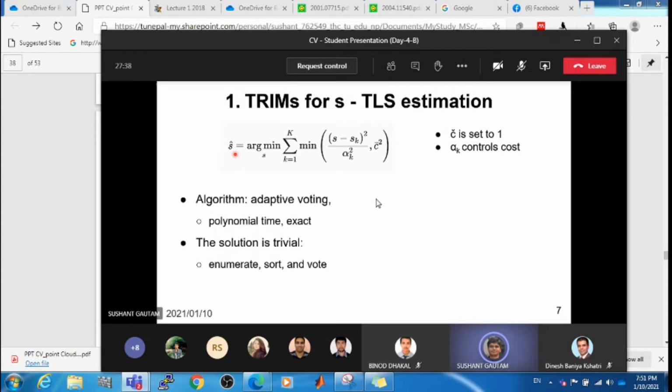We all know that. For simplicity, we have numbered the invariant measurements from 1 to K and adopted the notation S_k instead of S_ij in the previous slide. Here, K is the number of pairs of corresponding points whose scale is being considered. C is set to 1 by the authors. See the minimum part inside this summation.